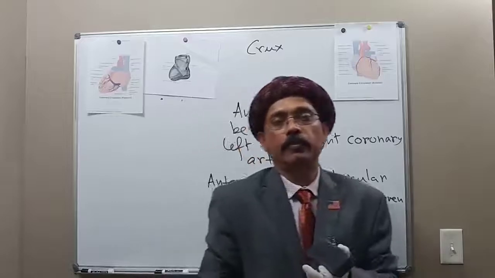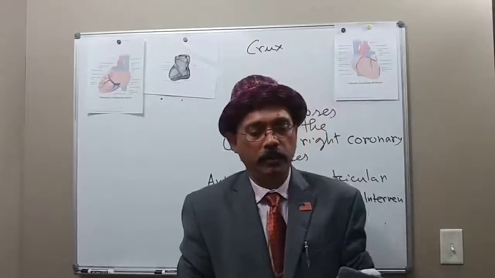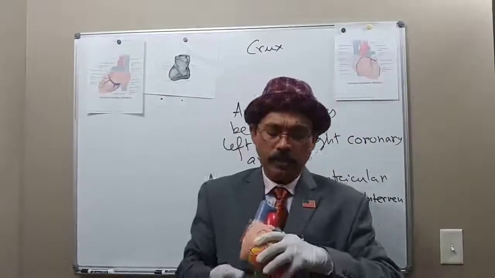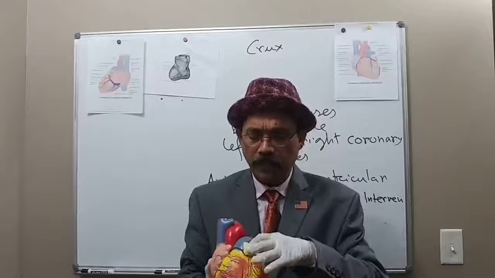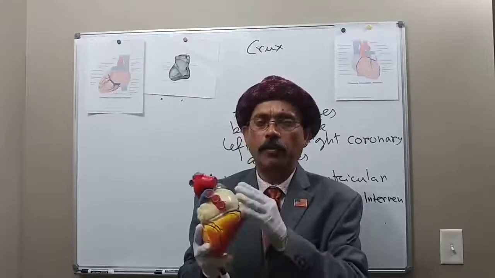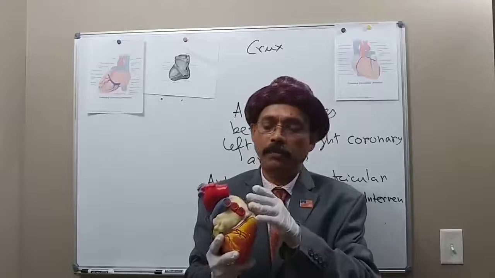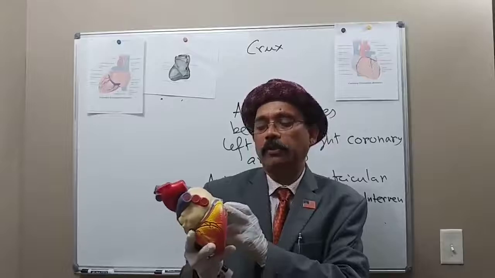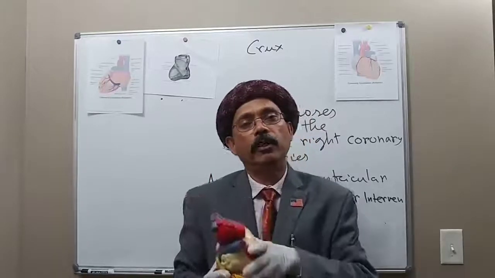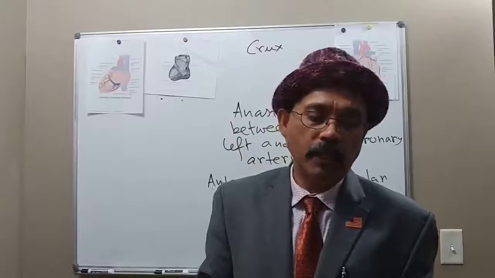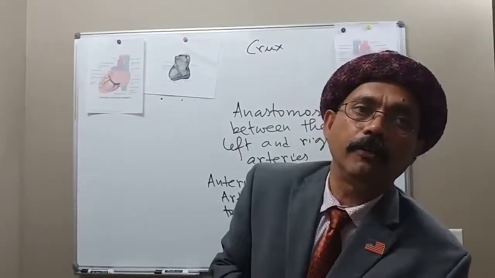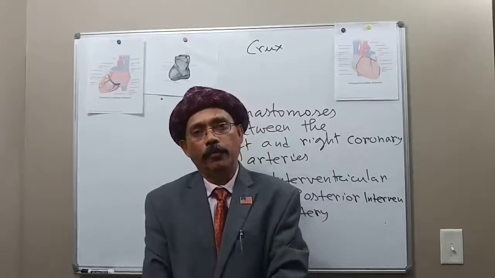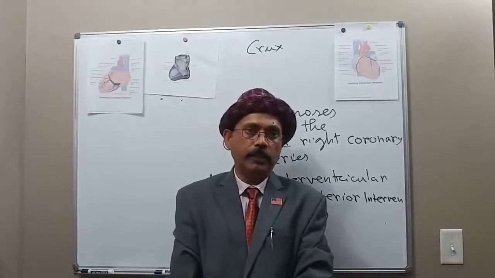We must remember that anastomosis vary from heart to heart. Okay, we got that. So there may be anastomosis between the left coronary artery and the right coronary artery over the left atrium. Okay, some branches from the left coronary artery directly go to the left atrium. Some branches from the right coronary artery go to the left atrium. So there may be communication between the left coronary artery and the right coronary artery. So we got the left coronary artery, we got the right coronary artery.